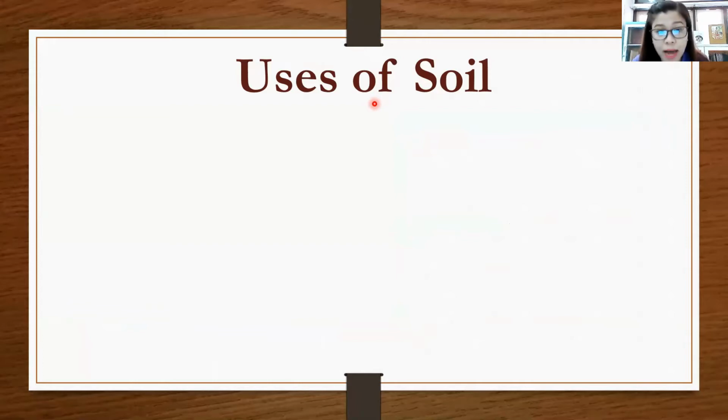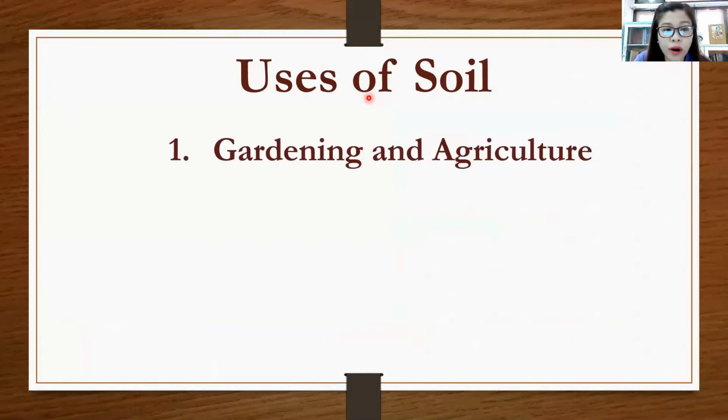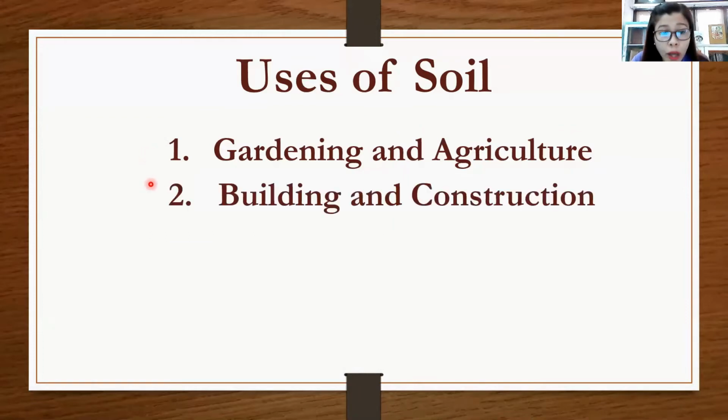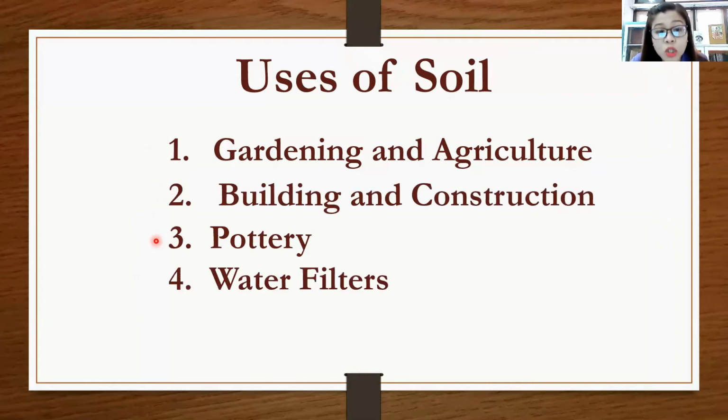Now let us look at some of these uses. So soil can be used for gardening and agriculture. Second, soil can be used for building and construction. Third, soil can be used for pottery. Fourth, soil can be used for water filters. And the last one, soil can be used in landfills.